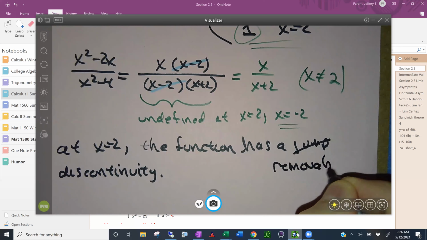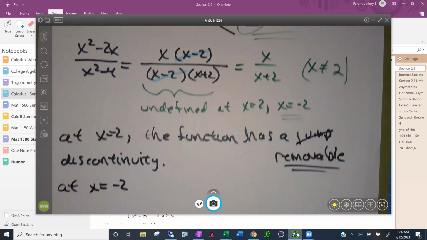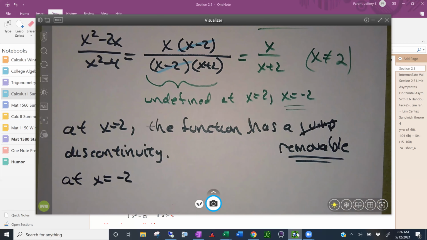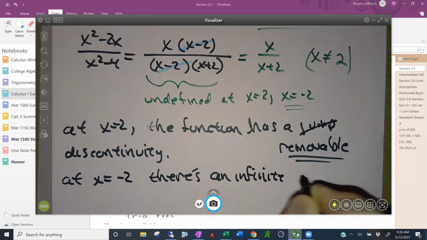To be removable discontinuity. Yeah, it's not a jump discontinuity. In fact, this function has two discontinuities. What happens at the other one? At x equal -2, I mean, they didn't ask this, but what kind of discontinuity do we have at -2? Go ahead, Jed. Infinite discontinuity. Yeah, at x equal -2, there's an infinite discontinuity. Nice.